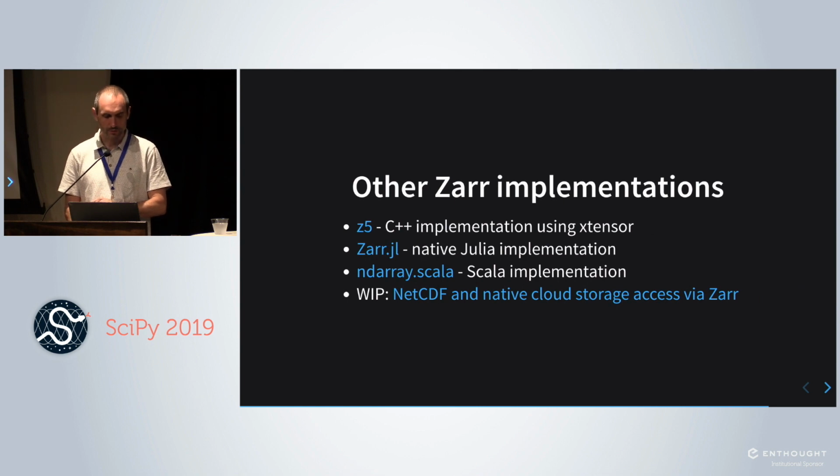And we do have some other implementations. Z5 is a C++ implementation that uses xtensor under the hood to deal with arrays. Just published this week is Zarr.jl, which is a native Julia implementation for Zarr. There's also a Scala implementation, and Unidata recently announced that they're working on support for Zarr with cloud object storage in the netCDF-C library. So these are at different levels of maturity, and there's different levels of feature completeness. We're definitely not all at parity, but there is work ongoing in other projects.